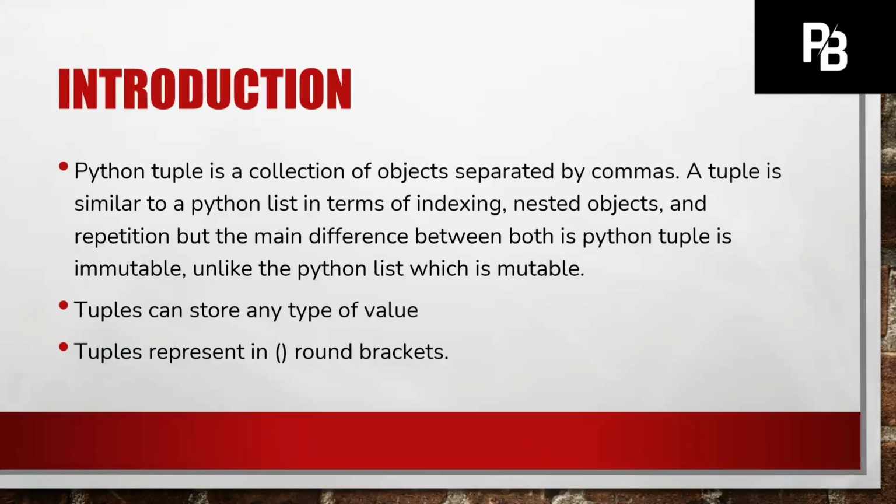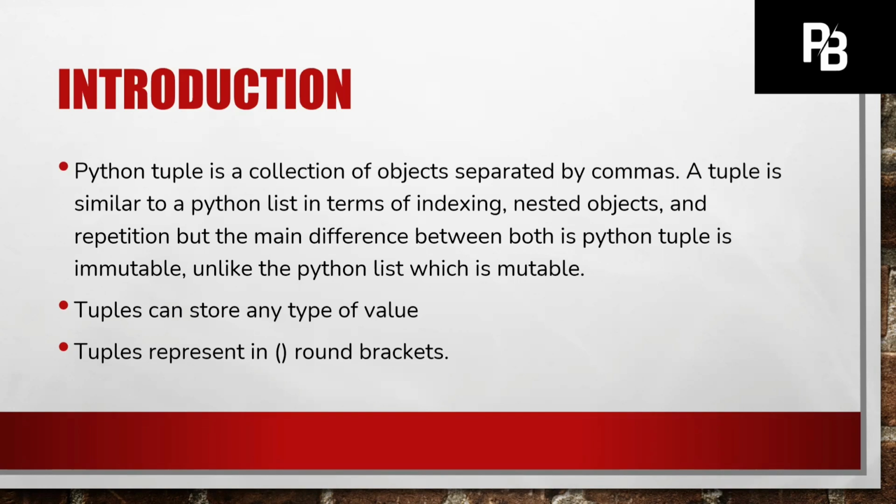First is introduction of tuples. So what is a Python tuple? A Python tuple is a collection of objects separated by commas. A tuple is similar to the Python list in terms of indexing, nested objects, and repetition. But the main difference between both is that a Python tuple is immutable, unlike the Python list, which is mutable.